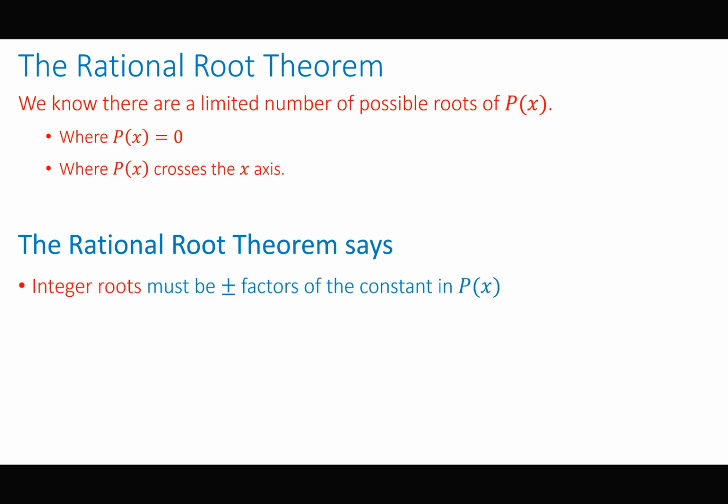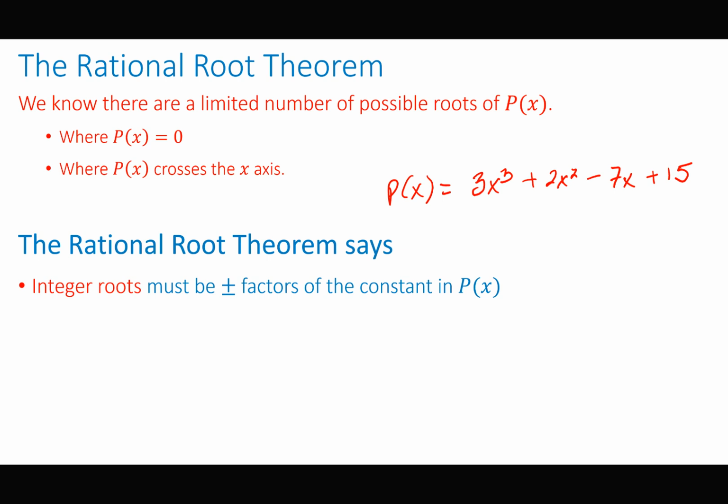This theorem says that integer roots, integers meaning not rational for this piece, so integers like 2, -5, 15, where we hit right on the number with no decimal or fractional amount, must be plus or minus factors of the constant in P of x. So say I had some polynomial, P of x is 3x³ plus 2x² minus 7x plus 15. Integer roots must be plus minus factors of the constant.